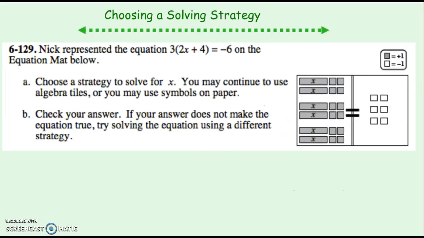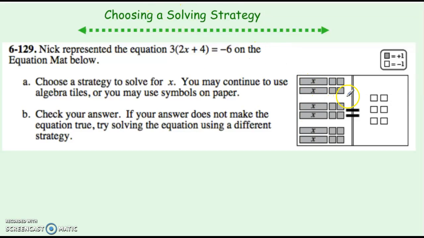Okay, next one, 6.129. Nick represented the equation 3 times 2x plus 4 equals negative 6 on the equation map below. A says choose a strategy to solve for x. You may continue to use algebra tiles, or you may use symbols on paper. So since today is choosing a strategy, I'm going to show you both strategies. So the first strategy would be to use algebra tiles.